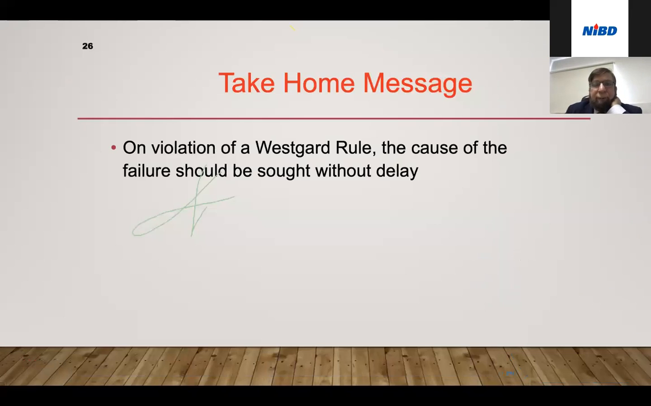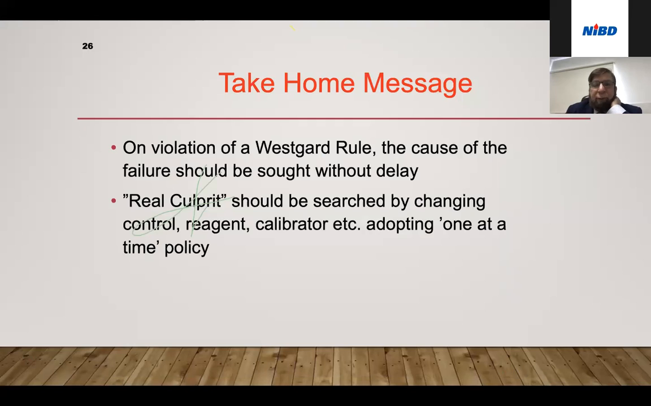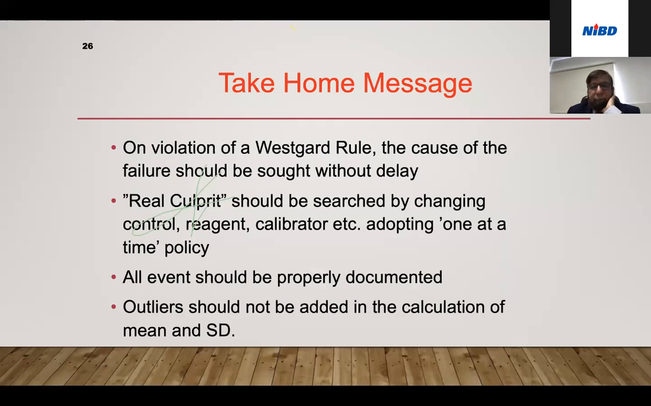So today's take-home messages on violation of a Westgard rule: The cause of the failure should be sought without delay. The real culprit should be searched for by changing control, reagent, calibrator, etc., adopting a one-at-a-time policy. All events should be properly documented. Outliers should not be added in the calculation of mean and SD.